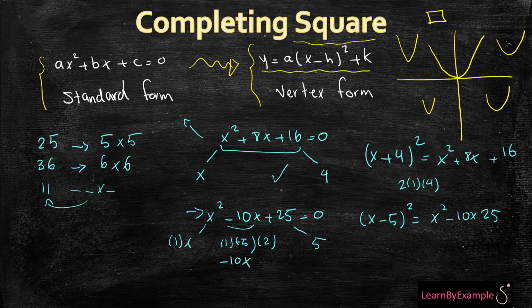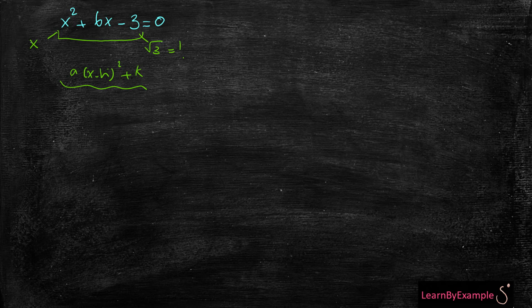Okay, let's take a look at another example. Let's say I have x squared plus 6x minus 3 equals 0. Now, is this a perfect square? Well, let's take a look at the terms. The first term is a perfect square of x. The last term, the square root of 3, doesn't give me a perfect number, right? Therefore, it's not a perfect square. What I'm going to show you in this video is how to turn this expression into vertex form, so a coefficient times (x minus h) squared plus k. This is what I'm going to turn it into.